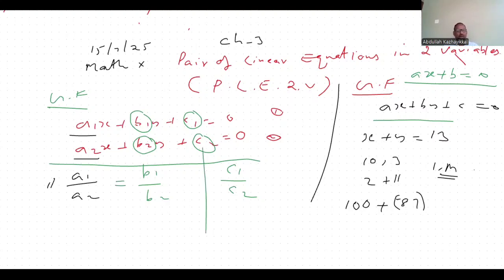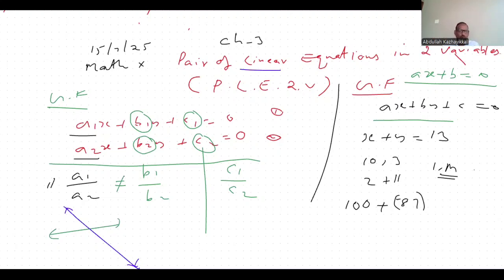Here, if A1 by A2 is not equal to B1 by B2, that means one line will be like this, and another line intersecting it. So solutions are there. Suppose this is the blue line. You know, in linear equation the spelling you can see, this is line. That is why linear equation means one line. Pair means two lines, I told you.